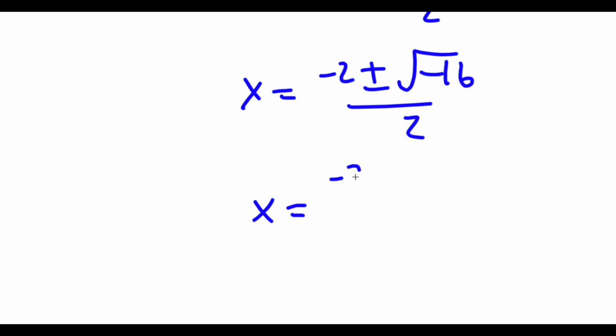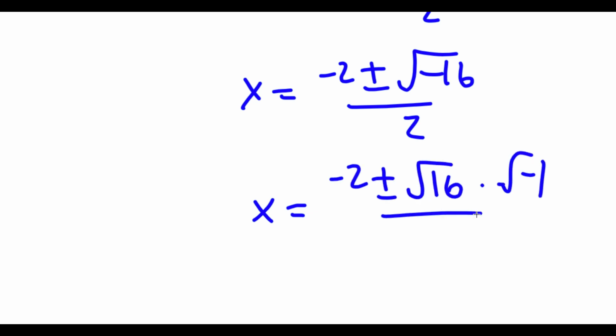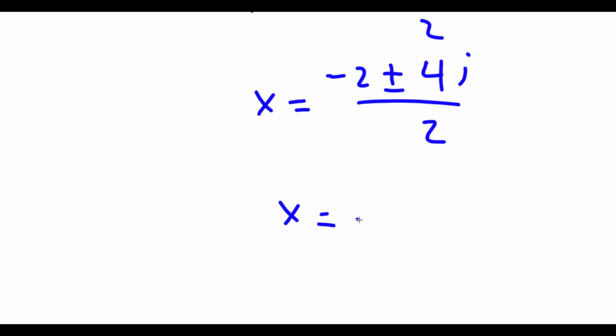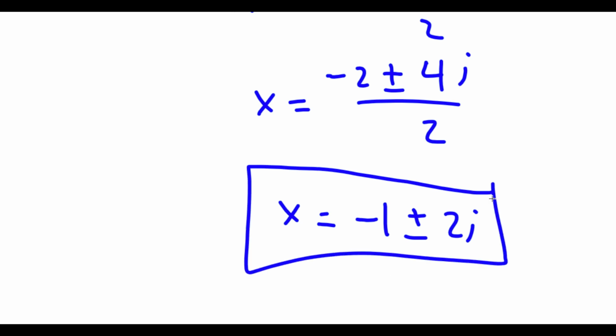Now the square root of negative 16 is the same thing as the square root of 16 times the square root of negative 1, and the square root of negative 1 is equal to an imaginary number i. So negative 2 plus or minus the square root of 16, which is 4, times i, the square root of negative 1, over 2, which is equal to negative 1 plus or minus 2i. So two more solutions.